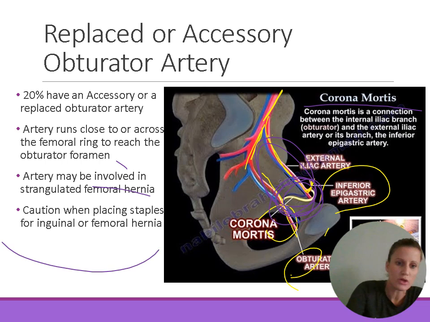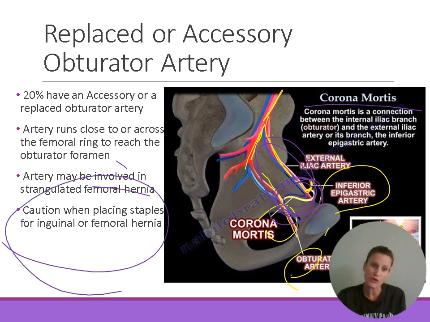So, for example, use caution when placing staples for an inguinal or femoral hernia. You don't want to be placing the staples to repair the hernia and accidentally puncture or break in some way this accessory obturator artery.